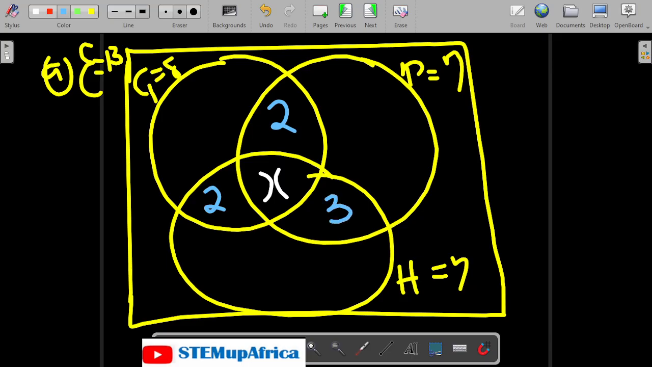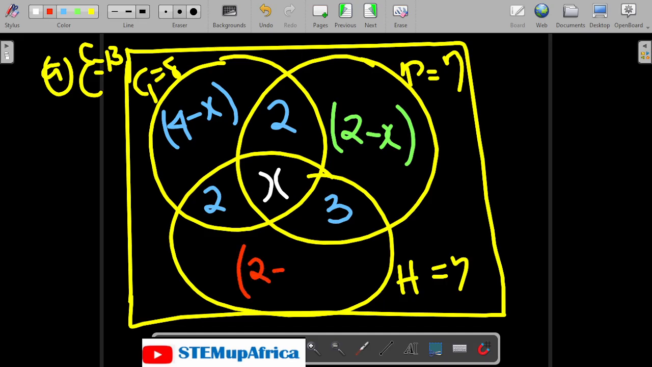Then 3 teach geography and history only. Here becomes 3. So how do we get the number that teaches government only? Government only will be 8 minus 2 minus x minus 2, which gives us 4 minus x. Then geography only will be 7 minus 2 minus x minus 3, which gives us 2 minus x. And finally, the number that teaches history only will also be 2 minus x. This is what we have as a Venn diagram. Let's go to question B.